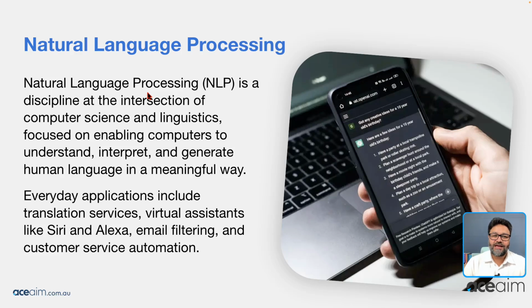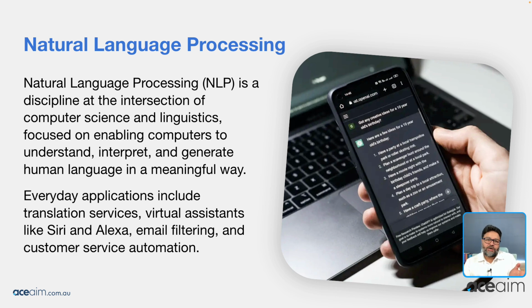Now let's understand the next very hot and very important domain of artificial intelligence, which is natural language processing, or we simply call it NLP. NLP is a discipline that is an intersection of computer science and linguistics. As you can understand from the name, natural language processing is about enabling computers to understand, interpret, and generate human language in a meaningful way.